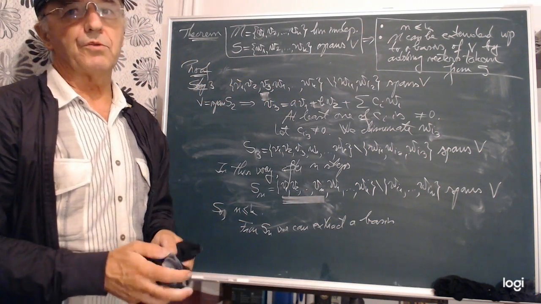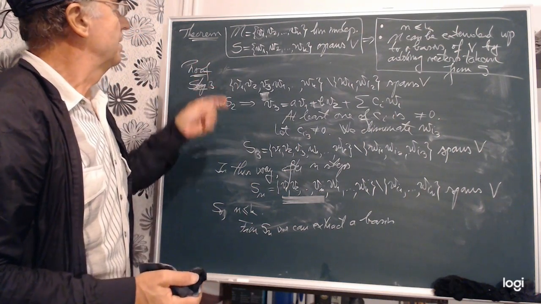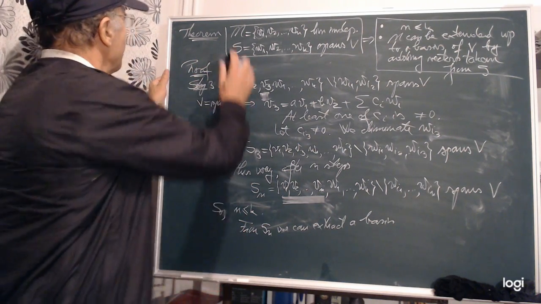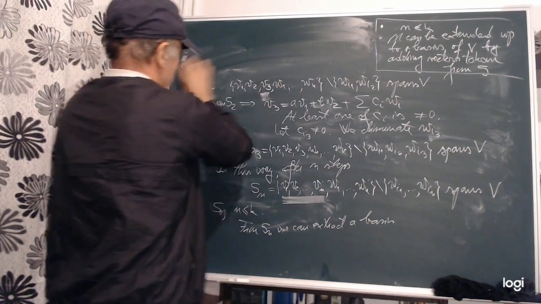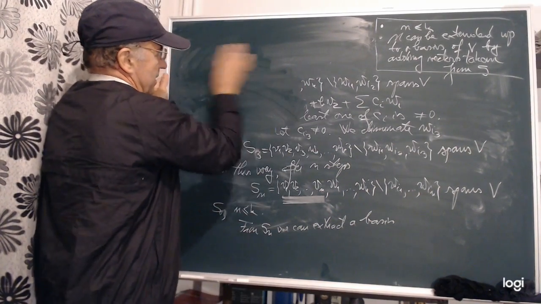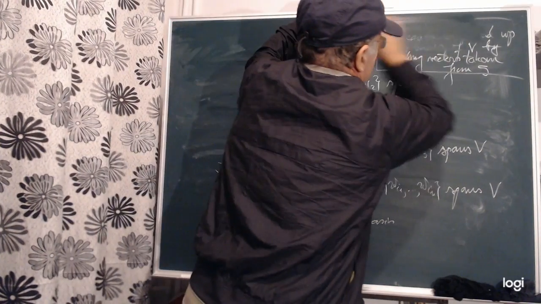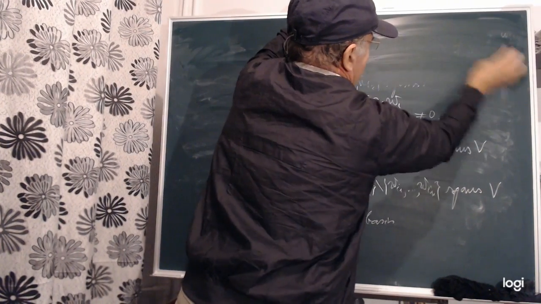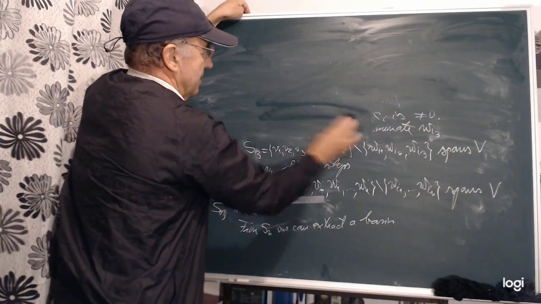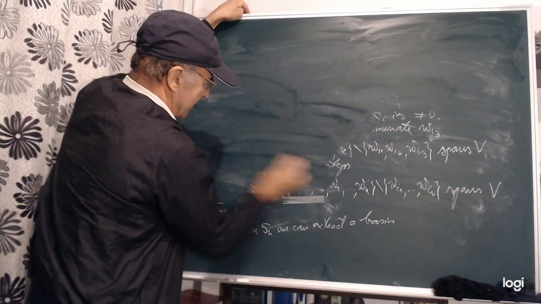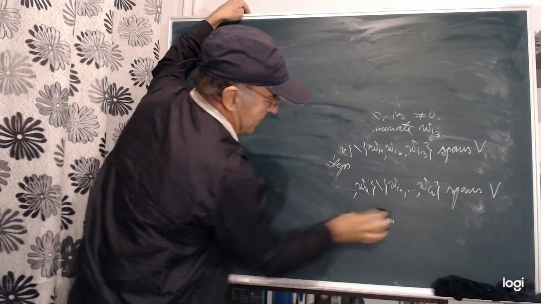Now we use this theorem in order to prove a very important result, namely any two bases of a vector space contain the same number of vectors.